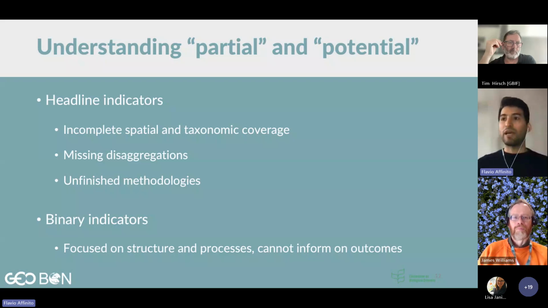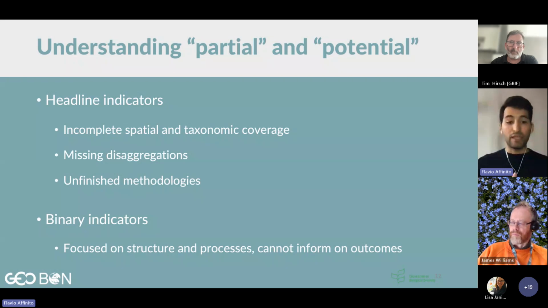It may be that we don't have disaggregations that could be useful to understand the progress towards that element. These may be for methodological or data reasons, or there's unfinished methodologies. So we might have indicators that are mostly designed but not operational yet, or designed and not fully tested, which mean that we can't confidently say at this point that it is covered, but there is a partial coverage.